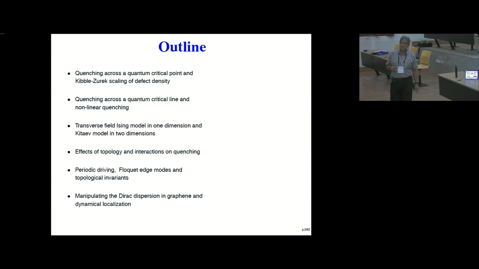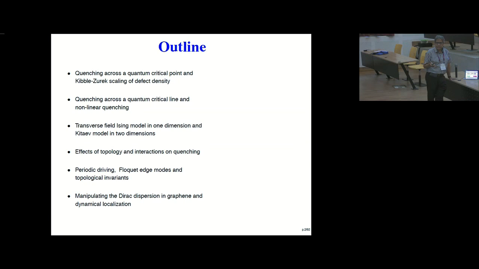Then I'll tell you about two models, the transverse field Ising model in one dimension and the Kitaev model in two dimensions. The reason for telling you about these models is that they'll play a big role in this talk, as you'll see. Many of the calculations that I'll show you have been done in these two models. And they're kind of fun models. They're exactly solvable, and we will actually go through the solution of these models. And we can discuss these models more in the tutorial at the end of today.